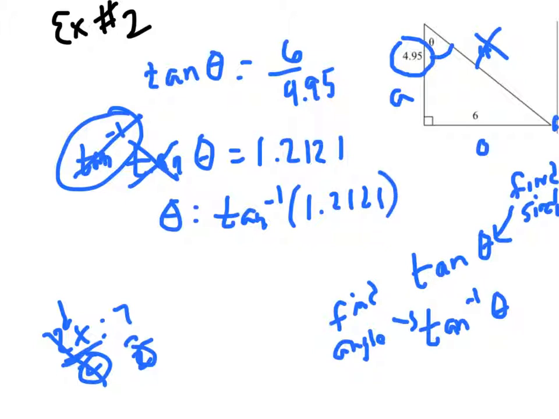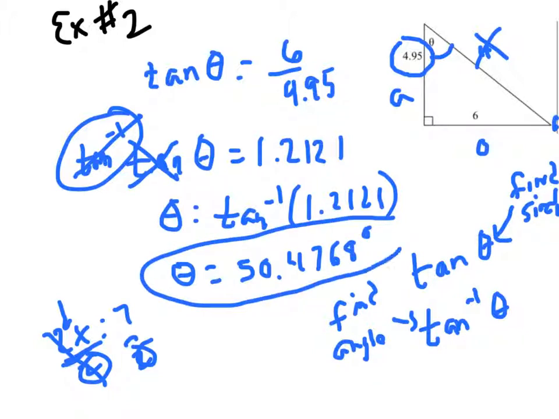So I use my calculator. I use that tangent inverse button and plug in 1.2121, hit enter, and it gives you your angle in degrees, which in this case is 50.4768 degrees. That's how you find missing angles. Now, if I knew this side or wanted this side, then I wouldn't be using tangent. I'd be using sine or cosine depending on my other side.